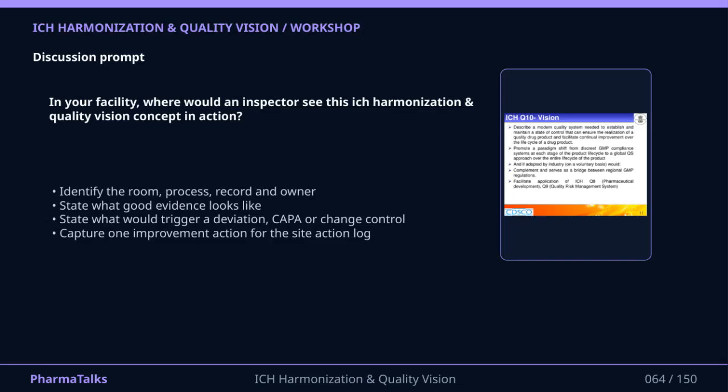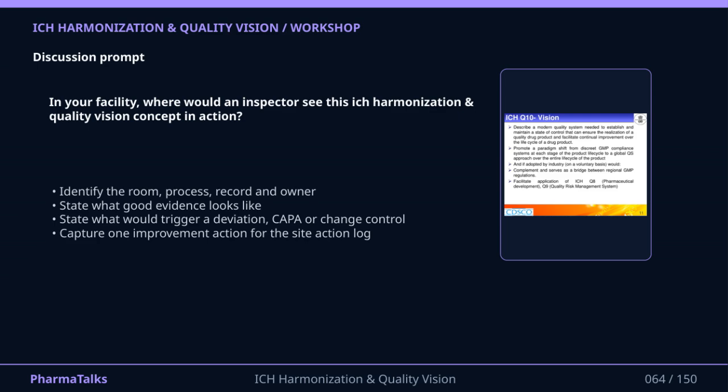Let's discuss how the ICH harmonization and quality vision is reflected in your facility. Consider where an inspector might actually observe this concept in practice. Think about specific areas like a particular room, a process that's critical, relevant records, or even the responsible owner overseeing that part of the operation. Next, reflect on what good evidence of compliance and quality would look like in that context. What documentation or observable behaviors would demonstrate that the ICH principles are truly embedded?